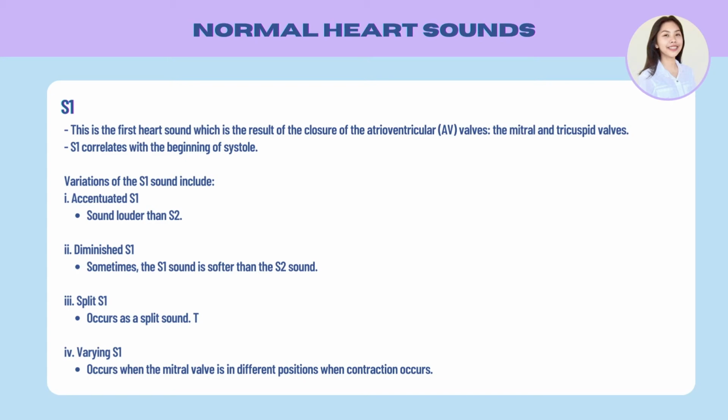For split S1, it occurs as a split sound. This also occurs when the left and right ventricles contract at different times, which is called asynchronous ventricular contraction. Examples for split S1 include bundle branch block and ventricular ectopy. Lastly, for varying S1, it occurs when the mitral valve is in different positions when contraction occurs. Examples for varying S1 include complete heart block rhythms and atrial fibrillation.